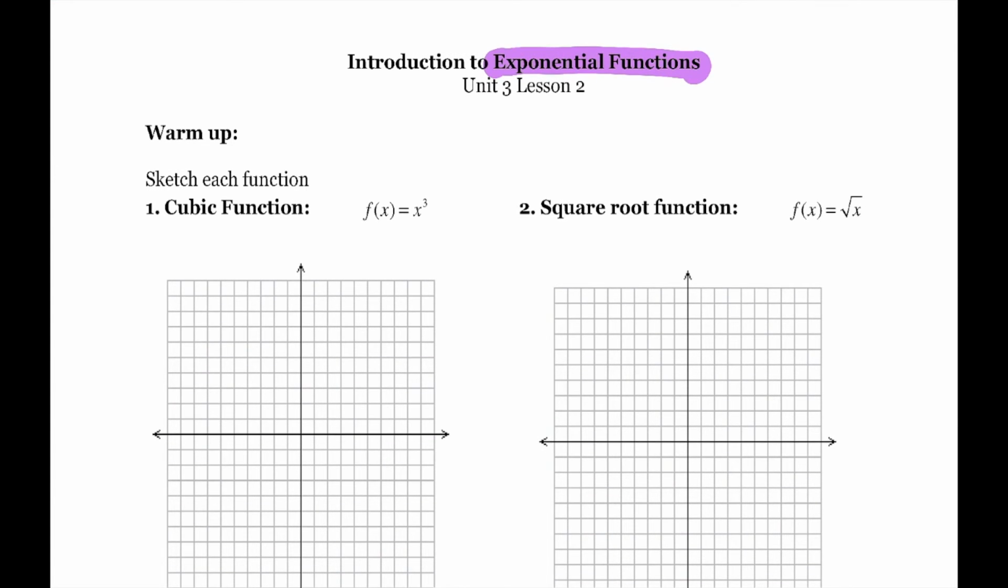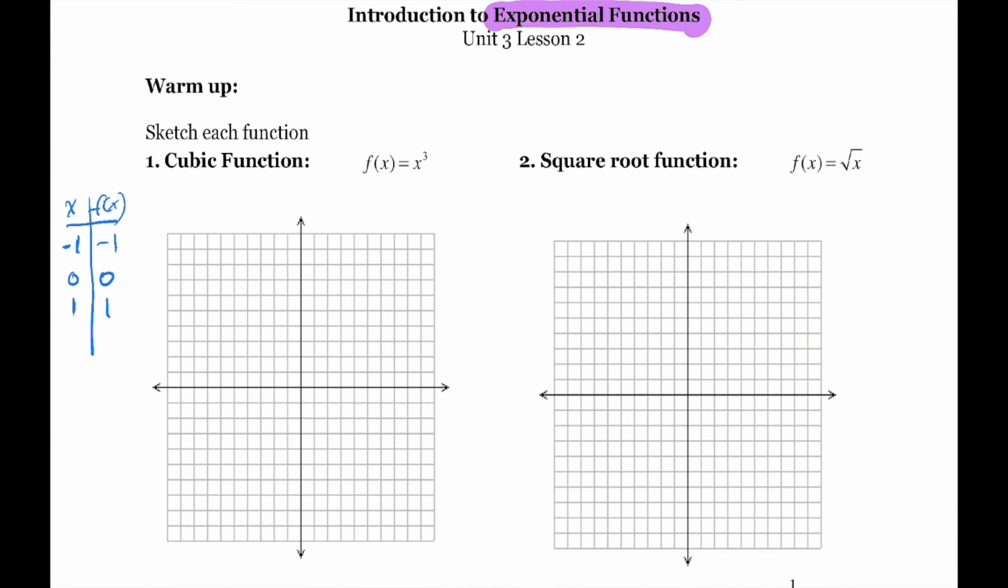So here we have a table of values for f of x is x cubed. And really when we looked at the x cubed, the three really important x values are 0, 1, and negative 1. So when we have f of negative 1, that's going to be negative 1 cubed. We're going to get negative 1, 0 cubed is 0, and 1 cubed is 1. So we plot that on our graph.